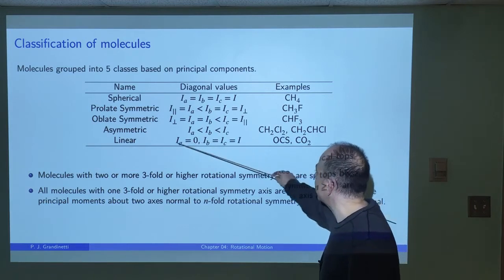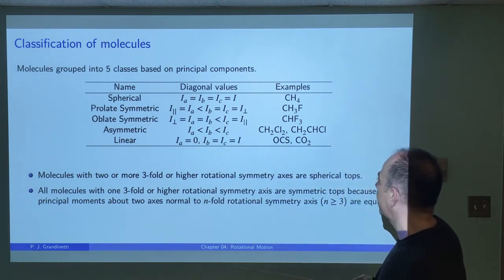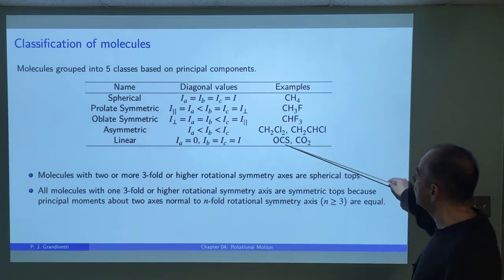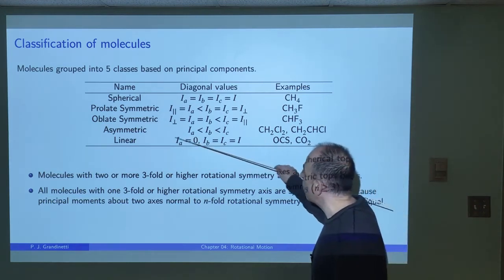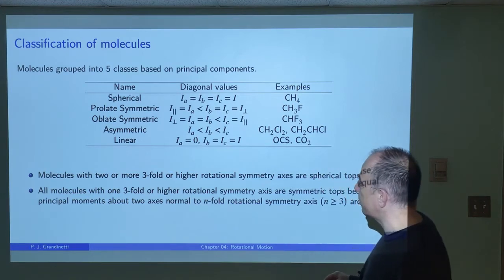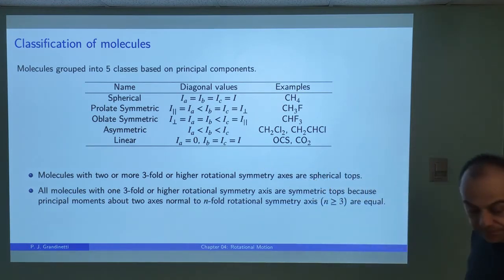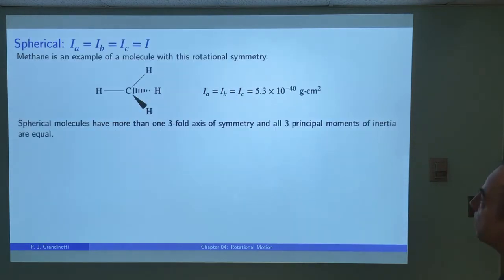And then finally, the last case we'll be looking at here is the linear case, where all the atoms are on a line, like carbon dioxide or OCS. In that case, one of the components, the A component, is going to be equal to 0, and the other two components are going to be equal to each other. So let's look at each of these cases in more detail in terms of their kinetic energy expressions.